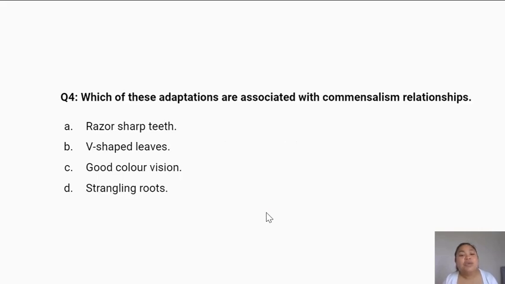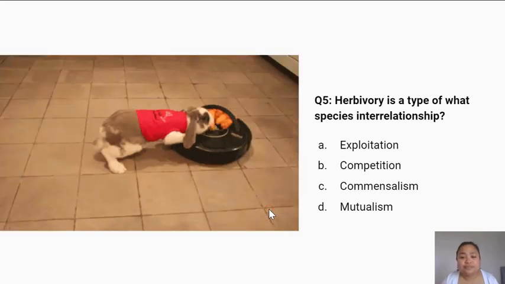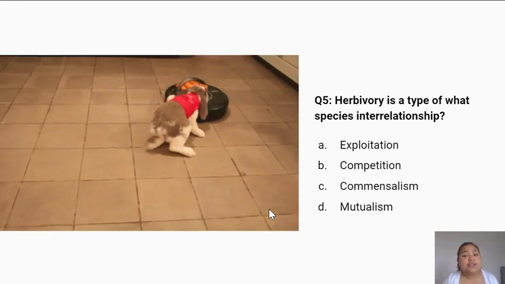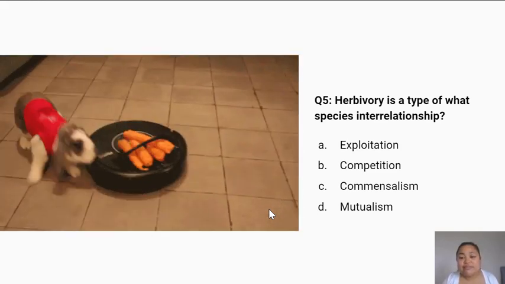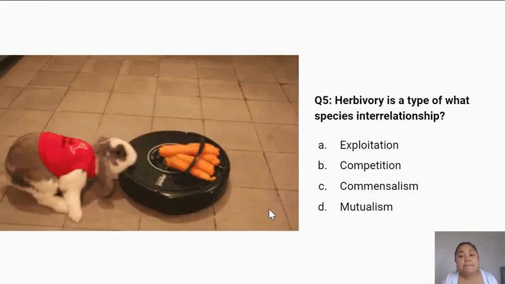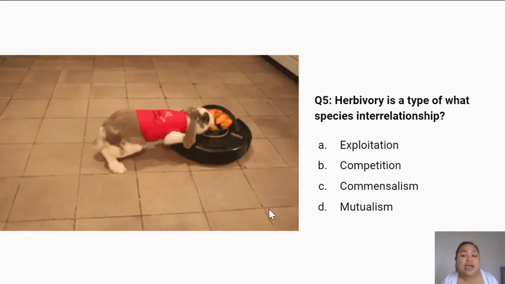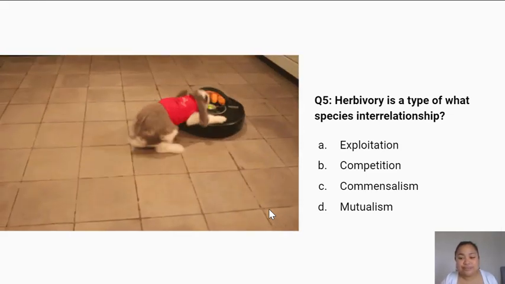Question 4. Which of these adaptations are associated with commensalism relationships? A. Razor-sharp teeth. B. V-shaped leaves. C. Good colour vision, or D. Strangling roots? And question 5, herbivory is a type of what species interrelationship? A. Exploitation, B. Competition, C. Commensalism, and D. Mutualism.